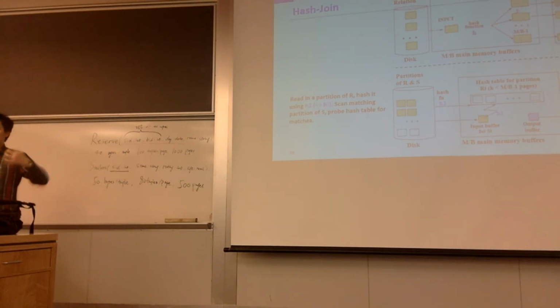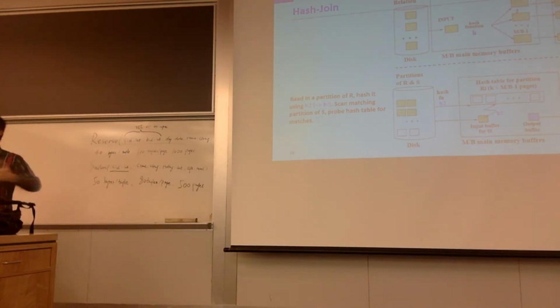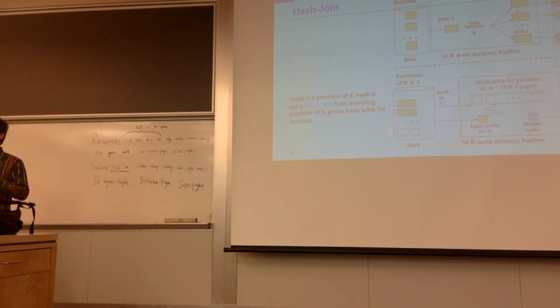Because the hash join can only work on equijoins, for two tuples to join, they must have matching keys. Their keys must be equal. That means they must have the same hash key. So if you do this partition process first on both tables, you only need to join two corresponding partitions with the same hash key. You cannot join two partitions with different hash values. That's the key intuition.